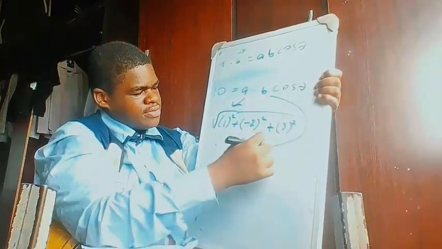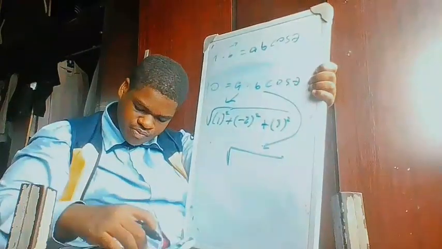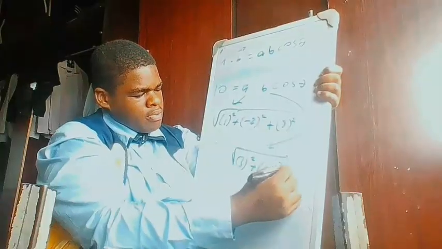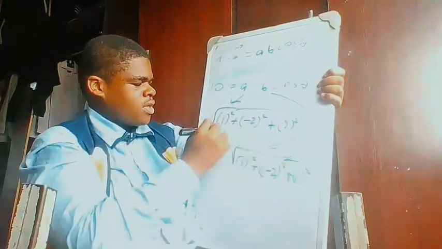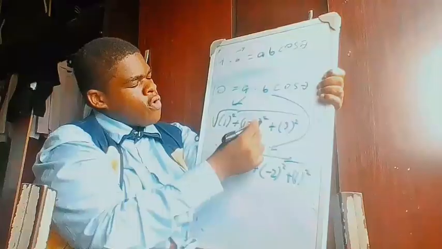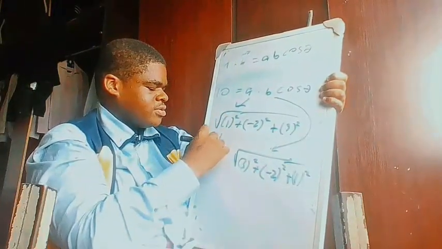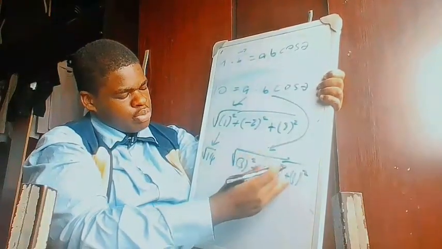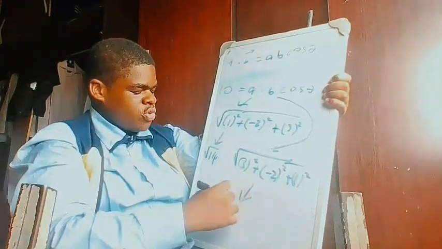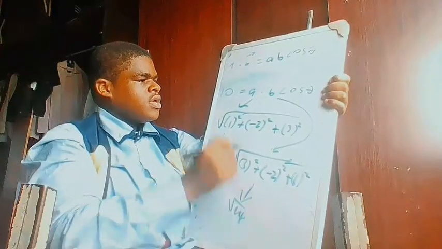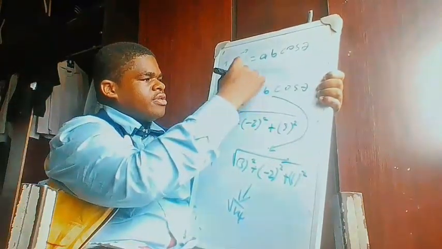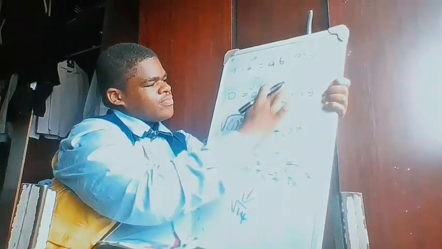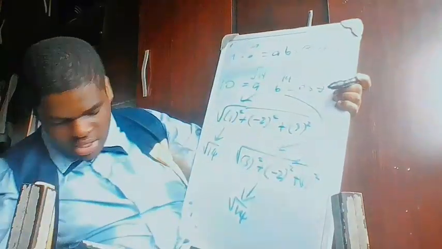And the magnitude of B is equal to the square root of 3 squared plus minus 2 squared plus 1 squared. 1 squared plus 4 plus 9 is equal to 14, so this here is equal to the square root of 14. 3 squared is 9, plus 4, plus 1 is equal to 14. So this here is also equal to the square root of 14. Therefore, the magnitude of vector A is equal to the square root of 14, and the magnitude of vector B is equal to the square root of 14. So we can proceed in our solution.